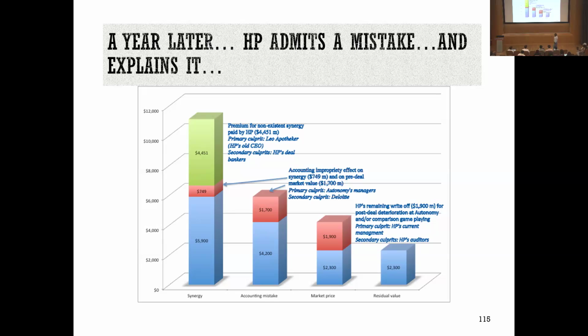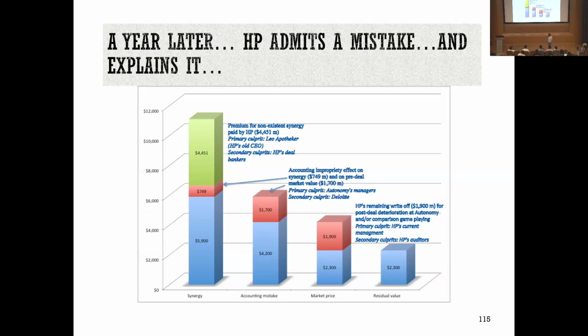I allocated 4.4 billion to the old CEO. Leo Pothiker by then had moved on to a different CEO position somewhere else. You never fall down, you fall up the ranks, I guess. Okay? And as secondary culprits, I will put the deal makers, the bankers involved. So Pothiker, about 4.5 billion. There was some accounting impropriety. In fact, HP blamed the whole thing on accounting impropriety. And there was something shady going on. About 1.7 billion. That was Deloitte, who was the accountant. So I said, they need to be punished as well.